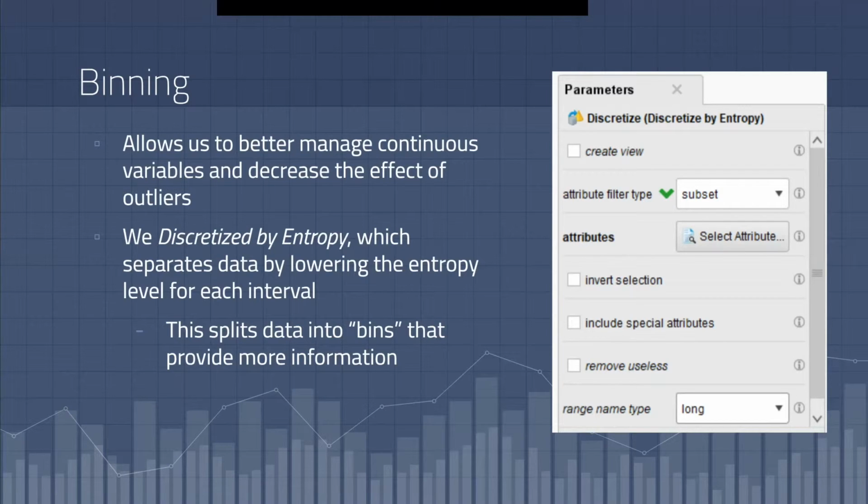We used the discretize by entropy function to bin these variables because it separates the data by lowering the entropy level for each interval, which essentially means that it splits data into bins that provide more information to the model instead of splitting the data randomly or by size.